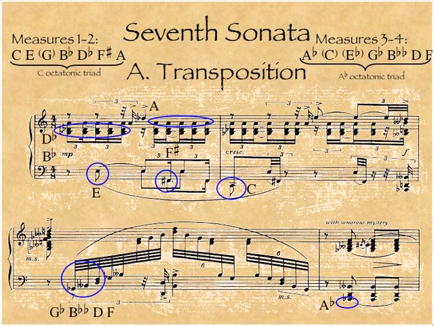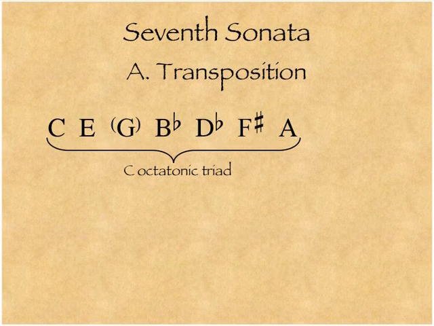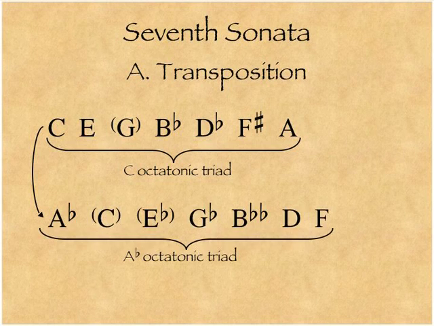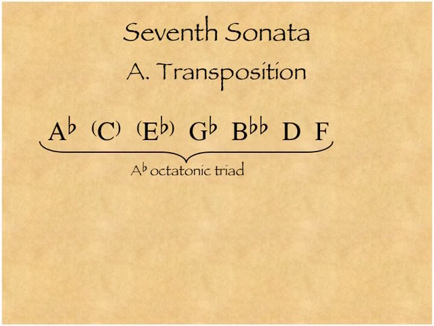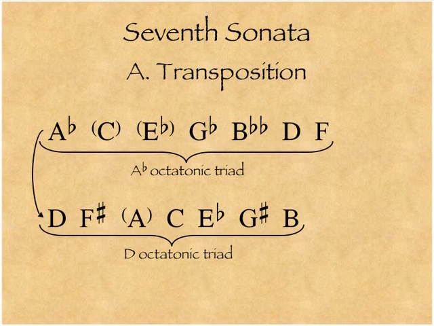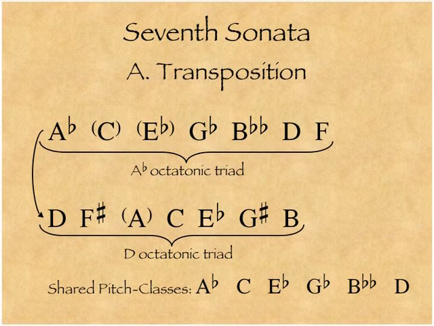Still, it is useful when measuring the number of common tones from one octatonic triad to another to base this figure on the complete 7-note triad. From the opening C octatonic triad to the subsequent A flat octatonic triad, therefore, there are 3 common tones. As measure 4 moves to measure 5, the octatonic triad moves from A flat to D, a transposition of a tritone. Thus, there are 6 common tones between the A flat octatonic triad and the D octatonic triad.